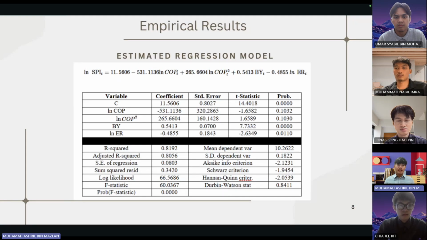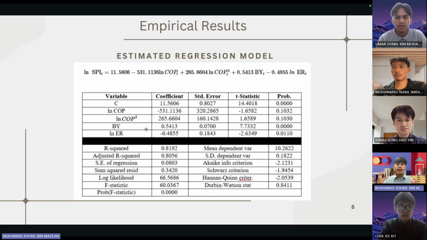So after we run it in EViews, this is what we get, and it's not similar to what we expected, right? As you can see here, we have a negative sign, which is aligned with what we expected, and also a positive sign on the ln crude oil price to the power of 2. However, for the bond yield and exchange rate, it is the other way around, right?